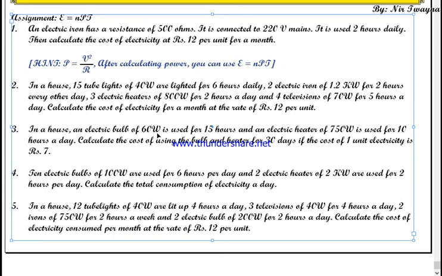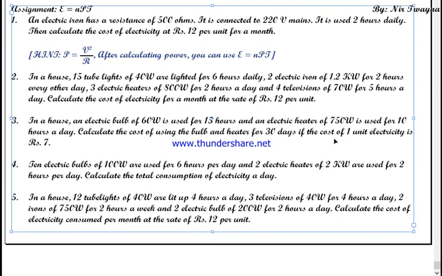Number 3. In a house, an electric bulb of 60 watt is used for 15 hours, and an electric heater of 750 watt is used for 10 hours a day. Calculate the cost of using the bulb and heater for 30 days if the cost of 1 unit electricity is rupees 7. Number 4. 10 electric bulbs of 100 watt are used for 6 hours per day, and 2 electric heaters of 2 kilowatt are used for 2 hours per day. Calculate the total consumption of electricity a day.